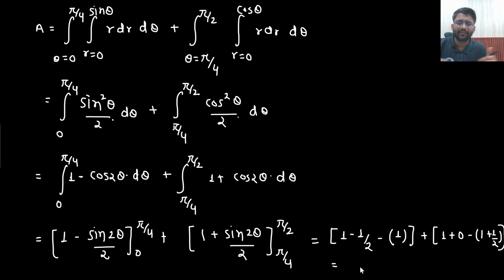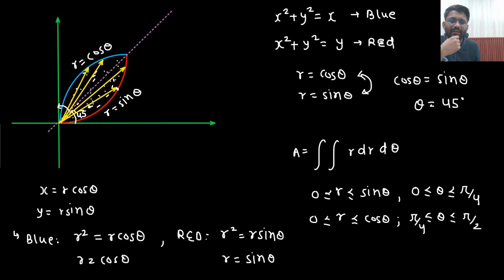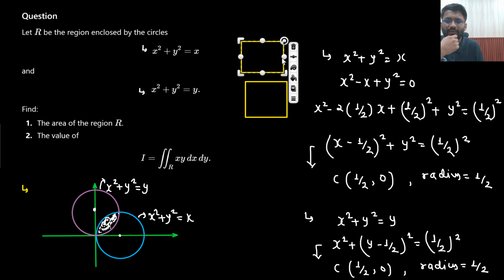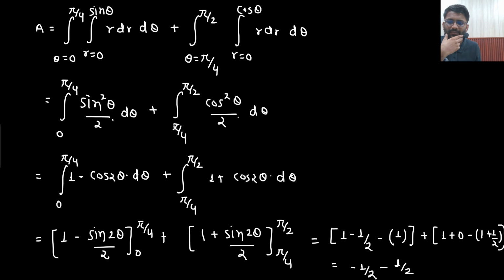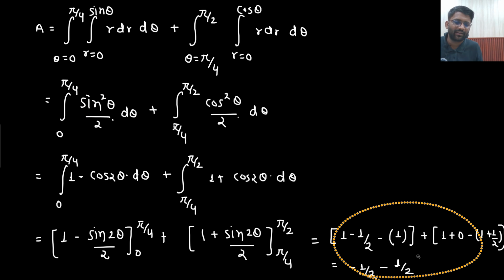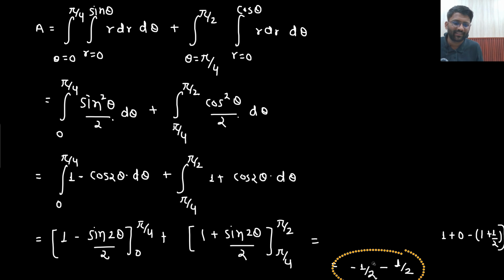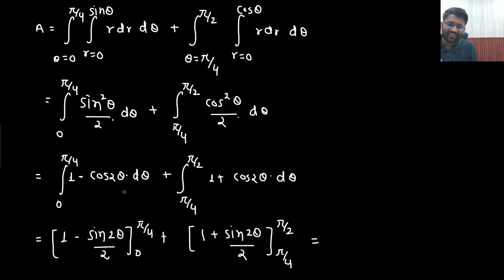We are getting a negative answer for the area. 1/2 minus 1 will be minus 1/2, and here also 1 plus 1/2 is 3/2, so 1 minus 1/2 minus 1/2, so the answer is 1, but we are getting a negative answer, so the area is 1 only, no? What is the area? Pi by 2, pi by 8 minus 2, something is wrong. Okay, a big blunder. What is the blunder?